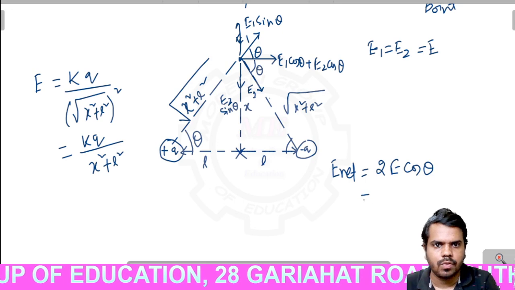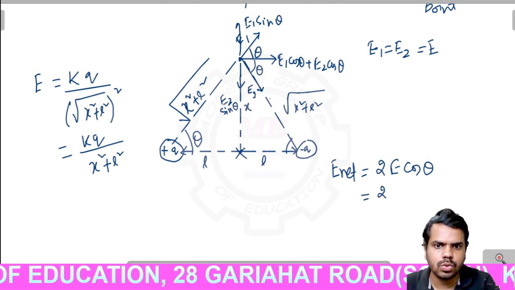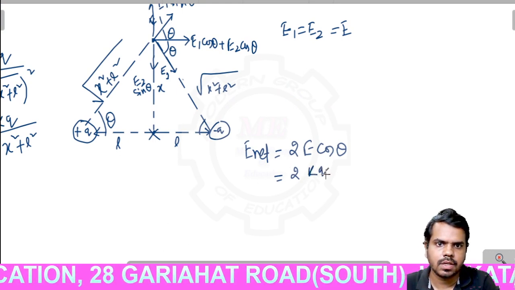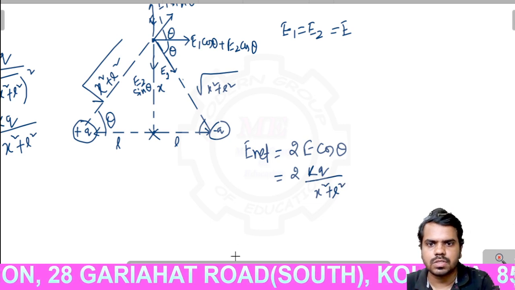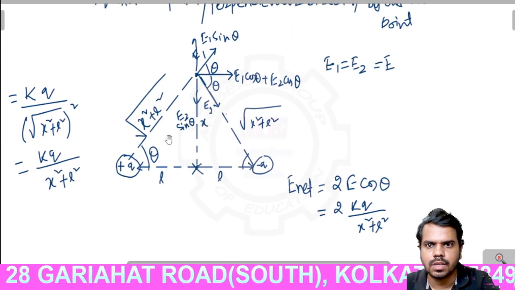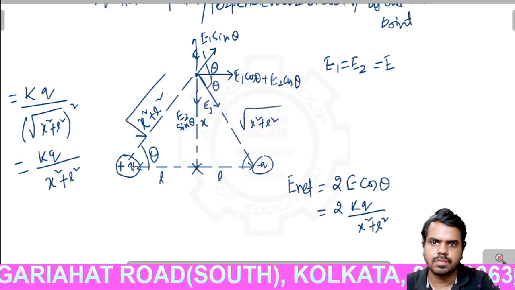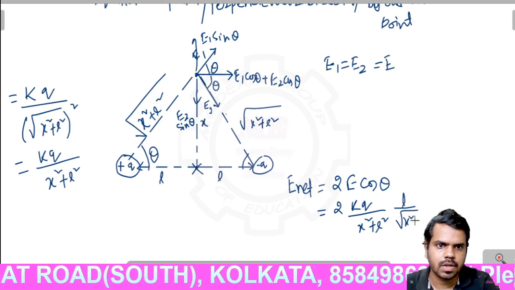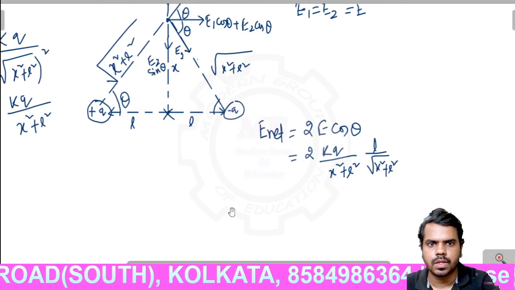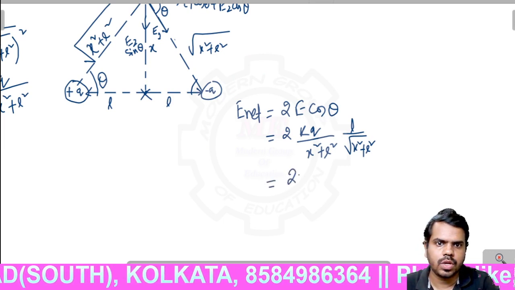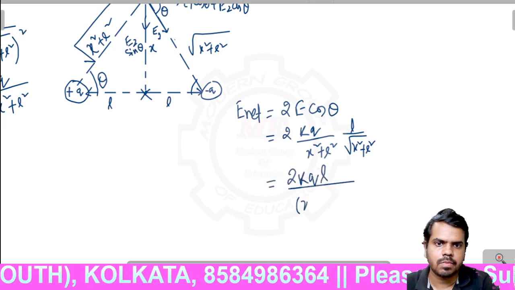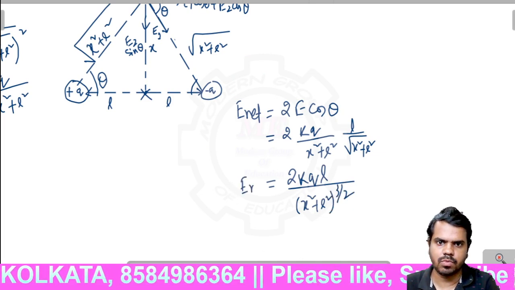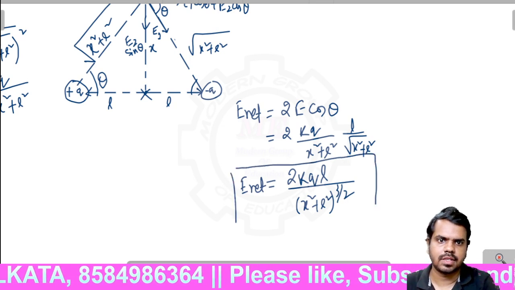Now you have already found the E, that means 2E is 2kq by x square plus L square, and cos theta from here will be base by hypotenuse, that means L by root over x square plus L square. So now the formula comes 2kqL by x square plus L square whole to the power 3 by 2. That is the formula of E net before applying the assumption.